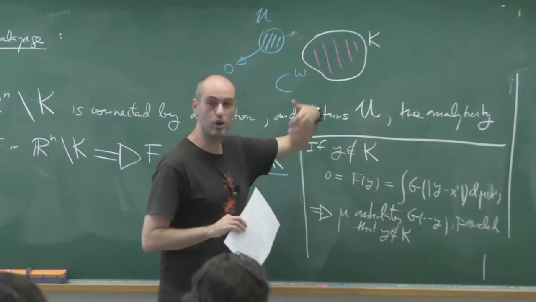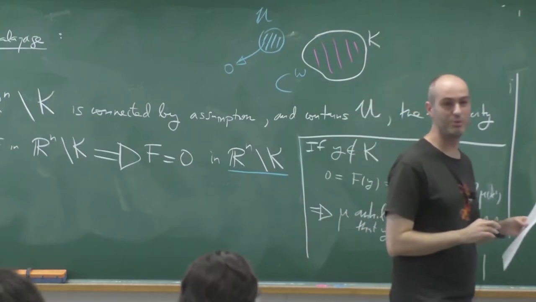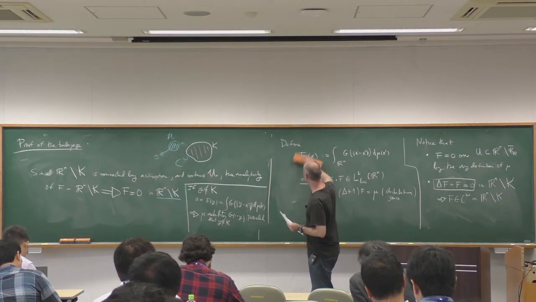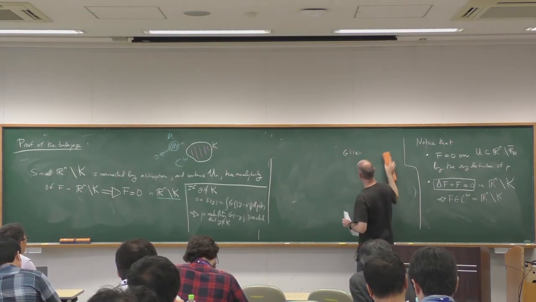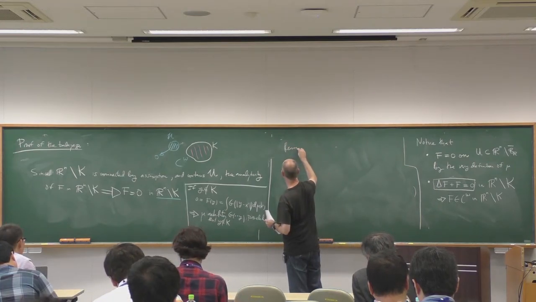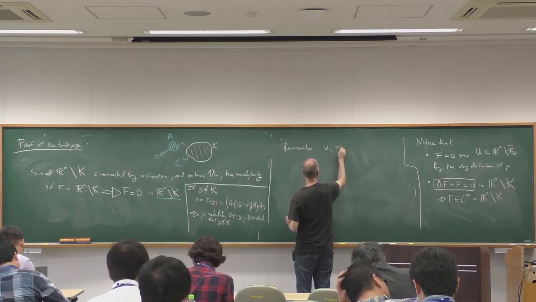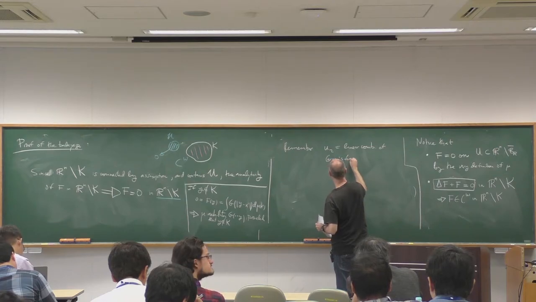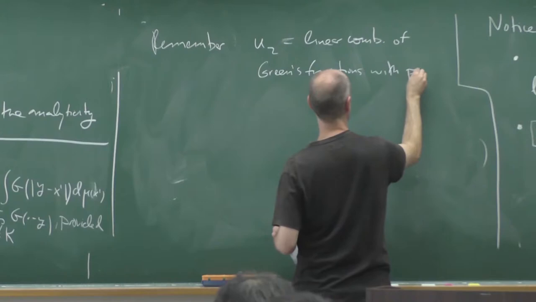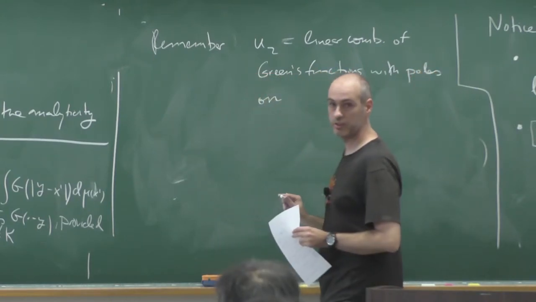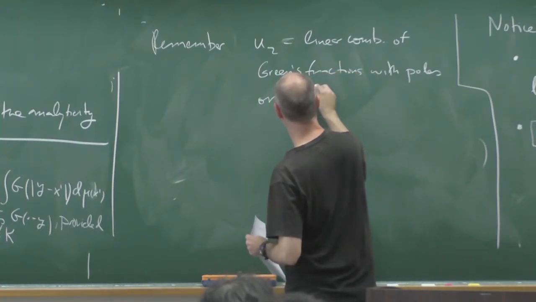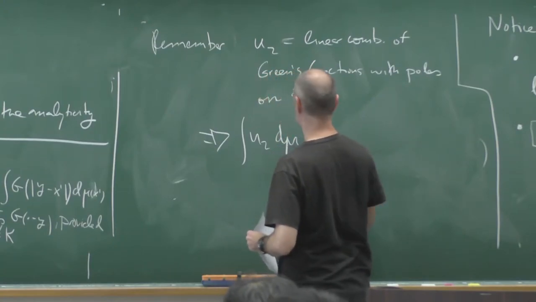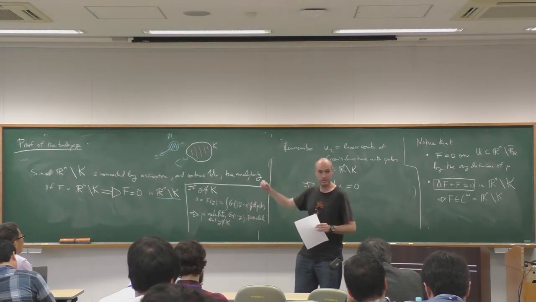Okay. So for any Green's function which has a pole in the complement of K, it's annihilated by the measure. So then the measure also annihilates U2. Remember, who is U2? Probably we've forgotten all the definitions that I introduced before. I've forgotten myself even. So U2 was a linear combination of Green's functions with poles on the complement of K in Rn minus K. Okay, so then it's annihilated by the measure, because the measure annihilates all Green's functions with pole in the complement.